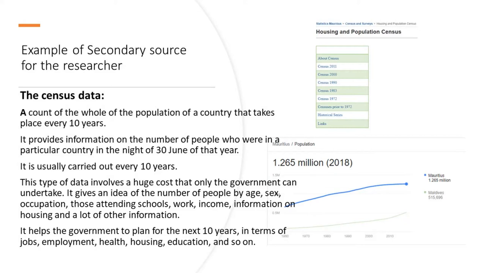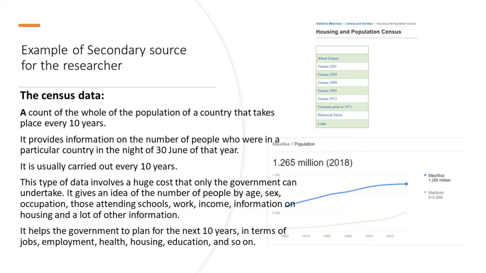The census data, for instance, which we already spoke about in a previous lesson, is a count of the whole of the population of a country that takes place every 10 years. It provides information on the number of people who were in a particular country on the night of 30th June of that year. It is usually carried out every 10 years: 1901, 1911. The last one was in 2011 and the next one will be in 2021. This type of data involves a huge cost that only the government can undertake.